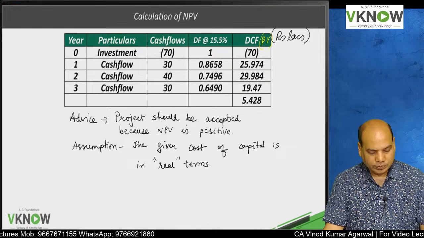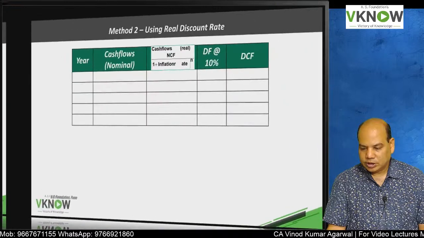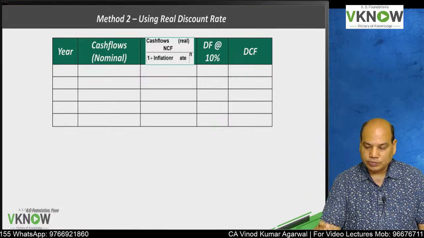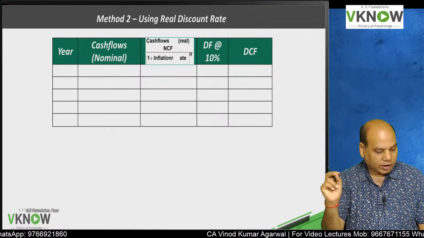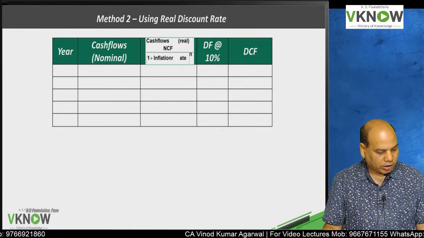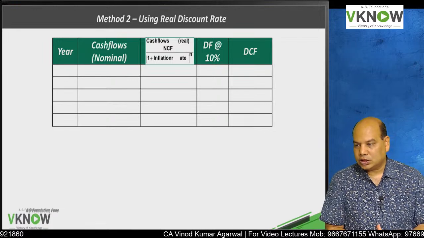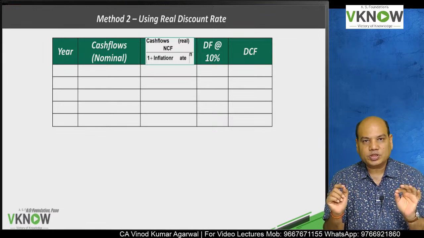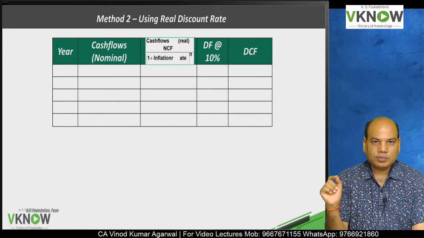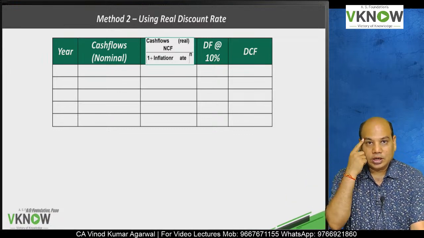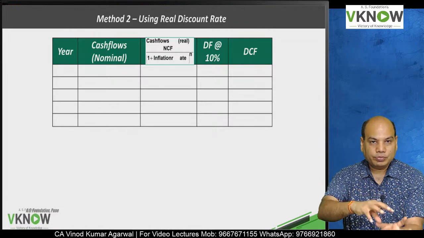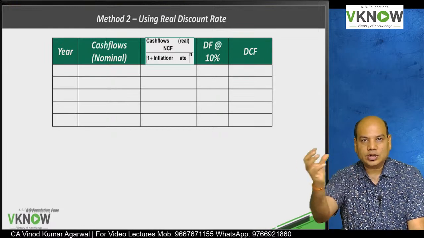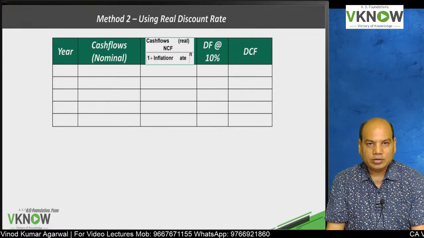First method is over. Although not required, I am going to show you that you can solve the problem by real discount rate also, and you will get the same answer. So write down method 2, using real discount rate. Sometimes in the exam, they specifically mention to solve using real discount rate. Then how will you solve it? Cash flows are nominal. Nominal cash flow will be converted into equivalent real cash flow. Real cash flow will be discounted using real discount rate.